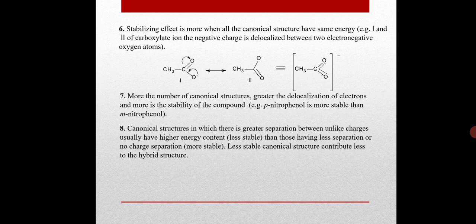Canonical structures in which there is a greater separation between unlike charges usually have a higher energy content than those having less separation or no charge separation. A less stable canonical structure contributes less to the hybrid structure.